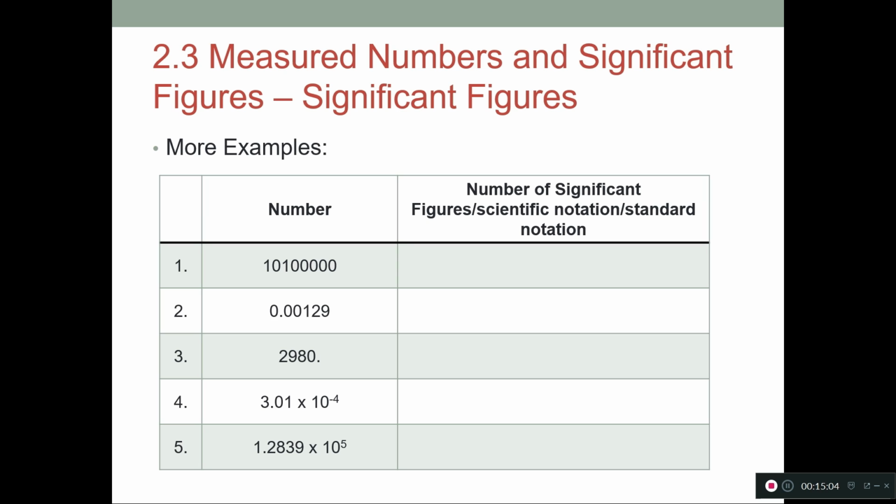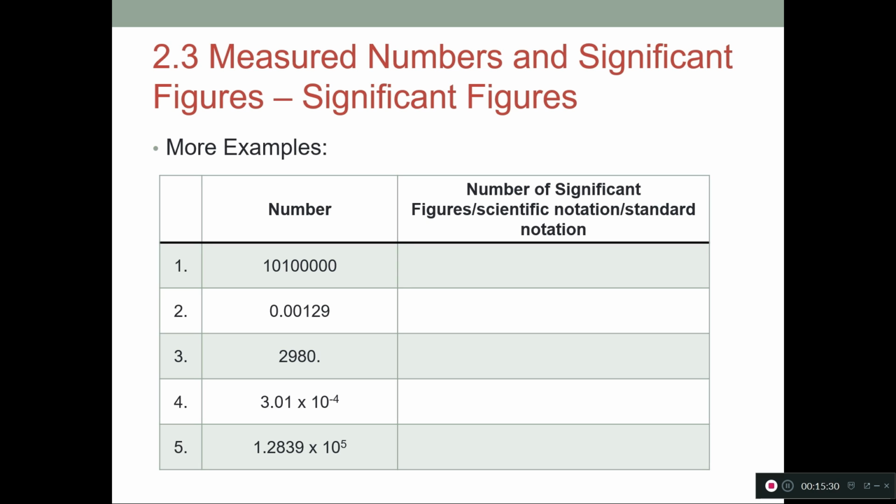I encourage you to pause this video, look through these, and try to fill in this table. So what you're trying to do is, if the number is not in scientific notation, you want to write it in scientific notation and tell us how many significant figures there are. If it is in scientific notation, you want to convert it out of scientific notation, and again, tell us how many significant figures there are. So I'll let you pause the video and then I'll go over this.